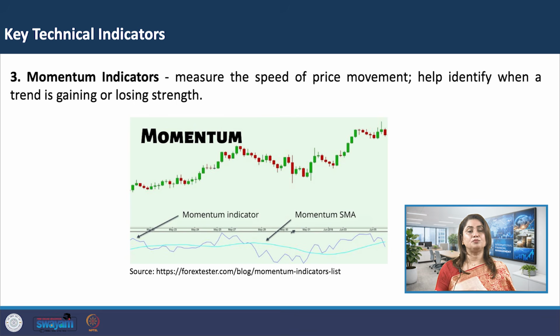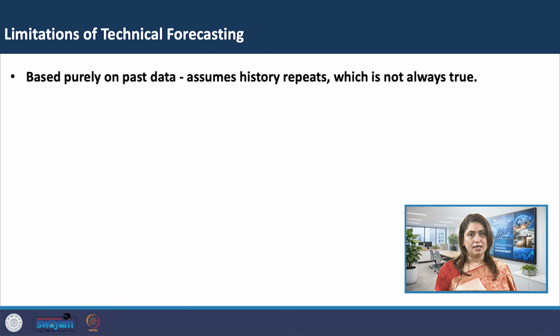The third category is momentum indicators, tools that measure not just the direction of price movements, but the speed and strength of that movement. A currency moving upwards with strong momentum is more likely to continue than one moving upwards weakly. Momentum indicators help traders identify when a trend is healthy and when it is losing steam and may be about to reverse. Like fundamental forecasting, technical forecasting has its limitations, and a good analyst is always aware of them.